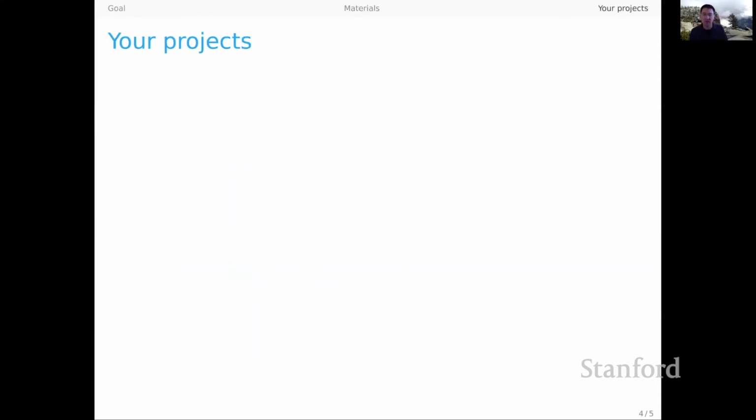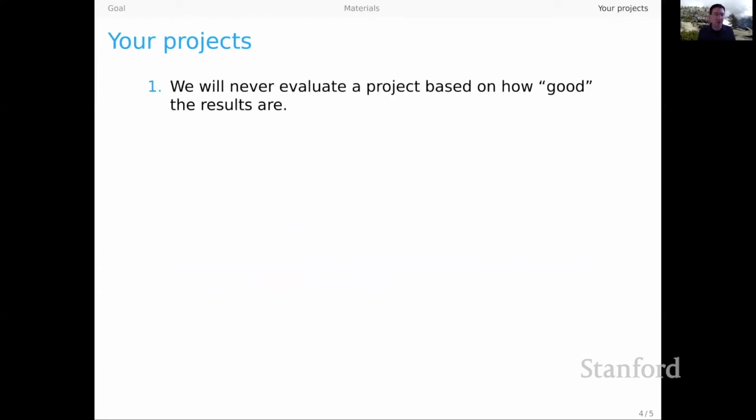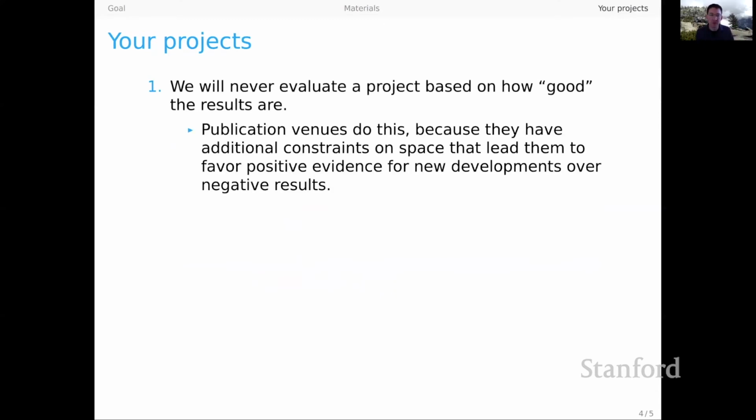The final thing I want to say for this overview relates specifically to the projects that you'll be pursuing. And the bottom line for us is that we will never evaluate a project based on how good the results are. Now, we acknowledge that in the field and throughout science, publication venues do this because they have additional constraints on space nominally, and that leads them, as a cultural fact about the way science works, to favor positive evidence for new developments over negative results. I frankly think this is unfortunate and exerts a kind of distorting influence on the set of publications that we all get to study, but nonetheless, that's the way the world works at present.